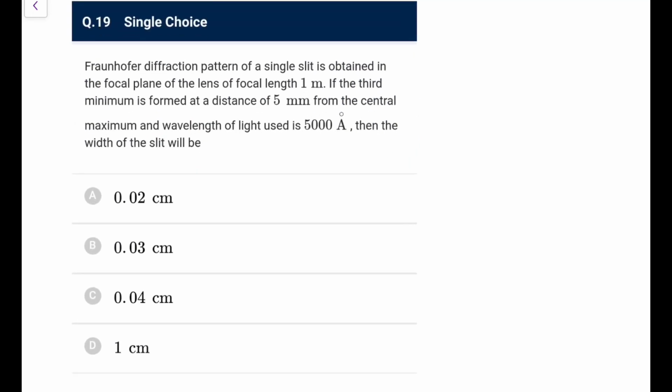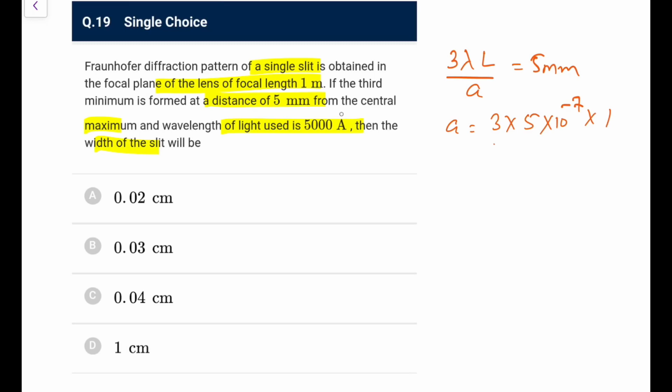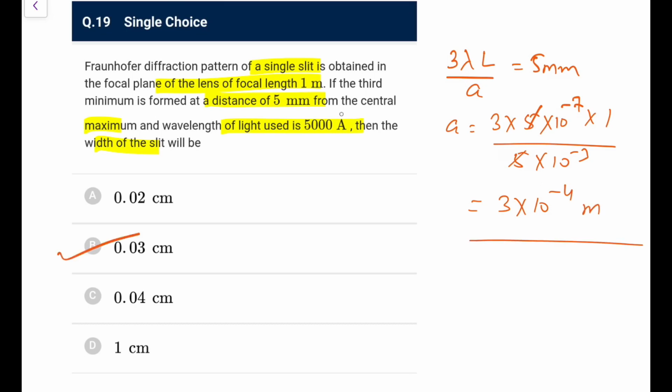Front of a diffraction pattern of a single slit is obtained in the focal plane of the lens of focal length 1 meter. If the third minimum is formed at a distance of 5 mm from the central maximum, the wavelength of light used is less than the width of the slit. What you have, third minima would be at 3 lambda L by A, that is 5 mm. So the width of the slit A would be 3, 5000 angstrom means 5 into 10 raised to power minus 7, length is 1, 5 into 10 raised to power minus 3, this 5 and 5 go, so this is 3 into 10 raised to power minus 4 meters. So 3 into 10 raised to power minus 4 meter is 0.03 centimeter.